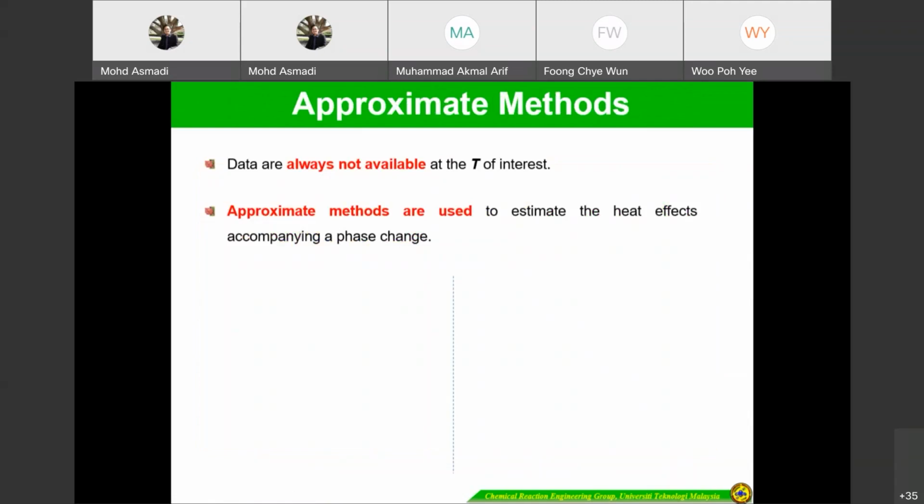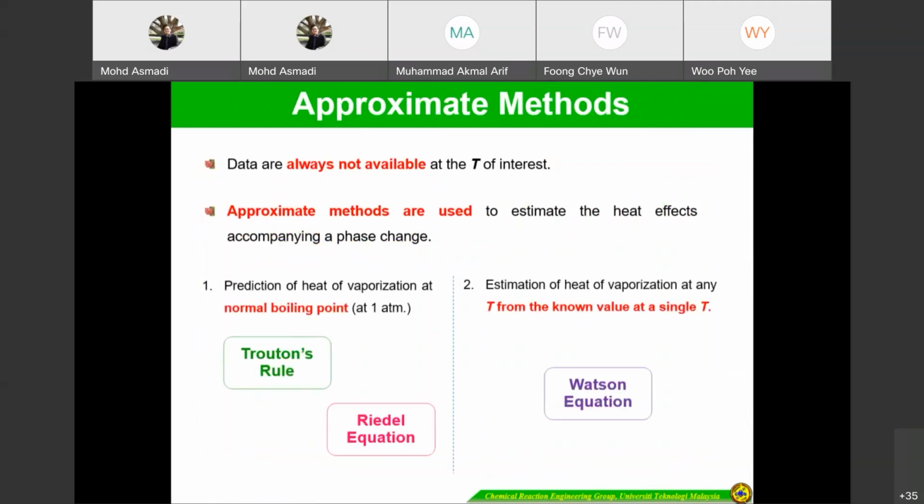For the approximation method, we have two. First is prediction from the normal boiling point. This is Thornton's law, and another one is the Riedel equation. The other one is estimation of the heat of evaporation from the known value at a single temperature, meaning that you know the initial or final value. So we do the correlation by using the Watson equation.